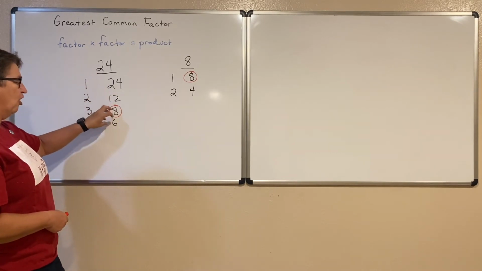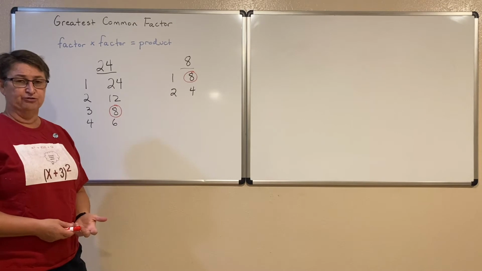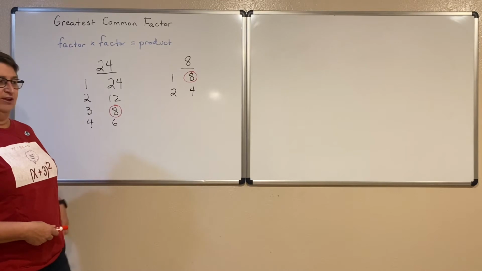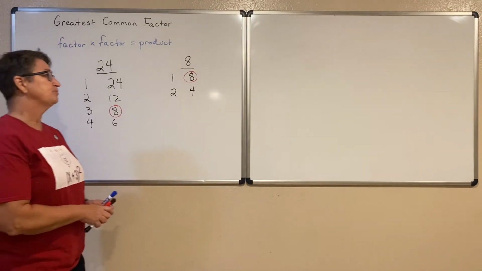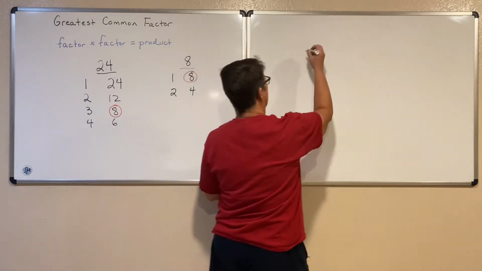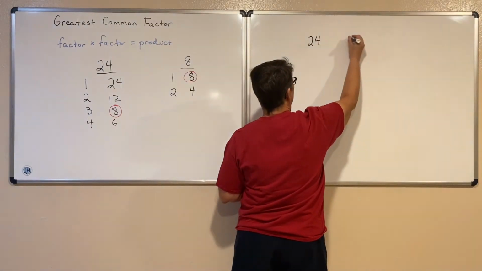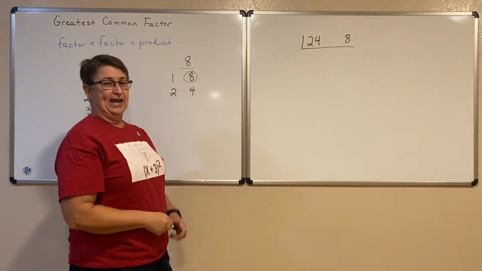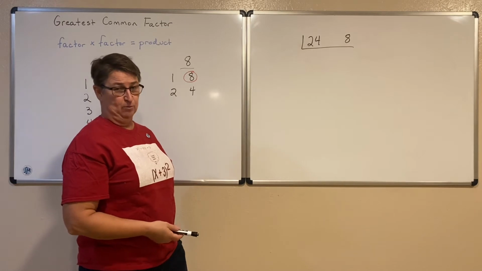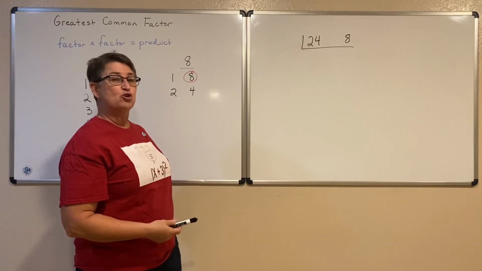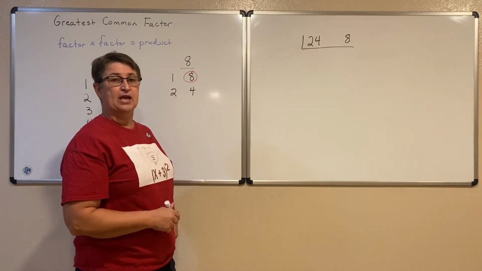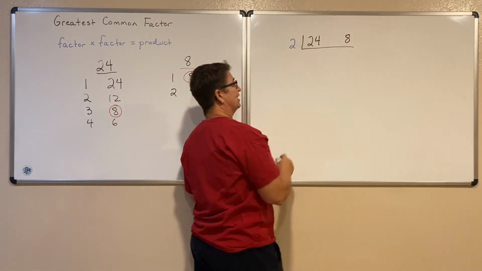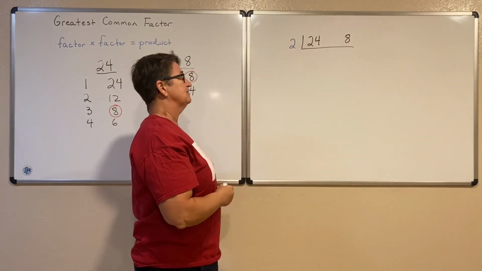It is just listing all the different factors of both numbers and then looking for the biggest one that's in both of them. I'm going to show you another method for finding the greatest common factor. Another way to do it is to take the two numbers and look for any factor that they have in common. So 24 and 8, maybe you notice right away that 8 goes into both of them, but maybe you don't. Maybe you just notice that they're both even, and so you say, hey, 2 goes into both of those numbers. Well, we can divide them both by 2 and see what we get.